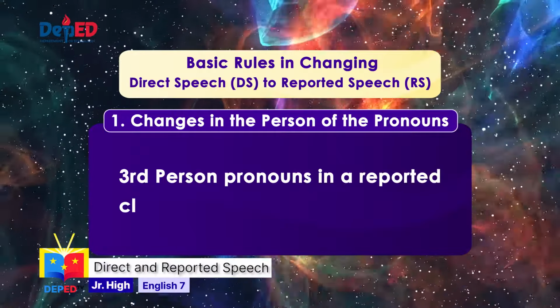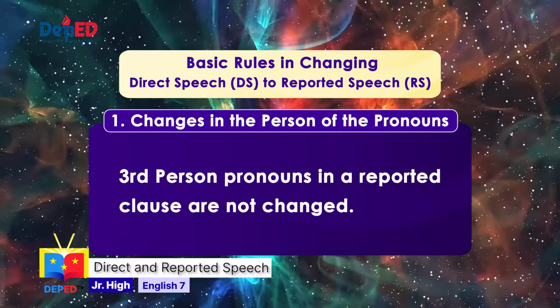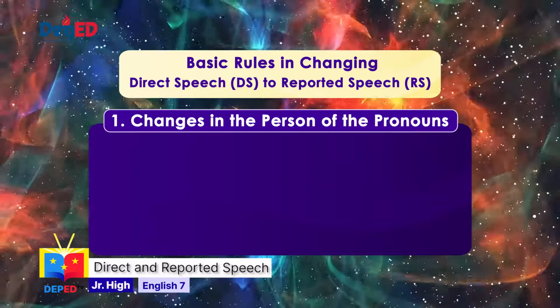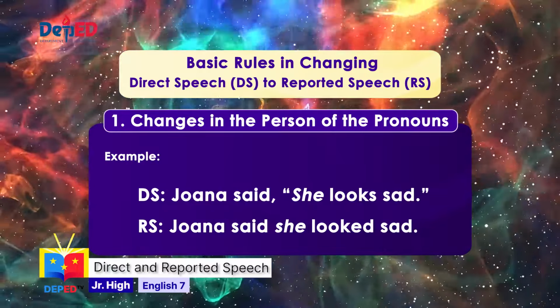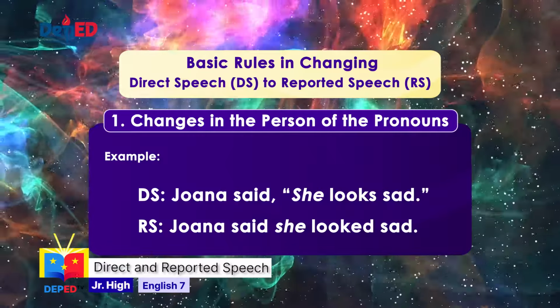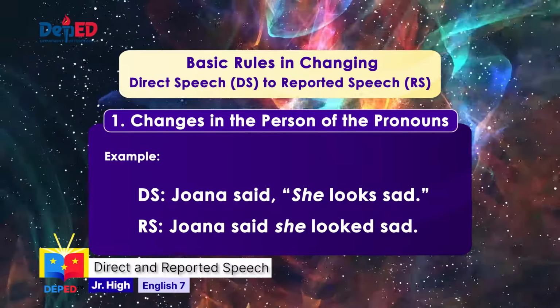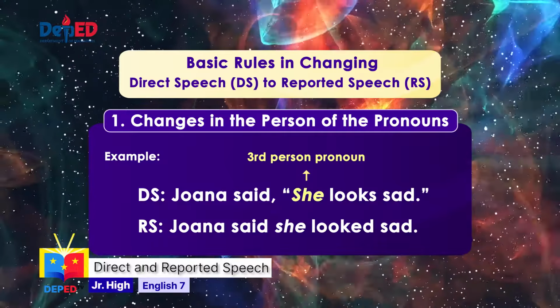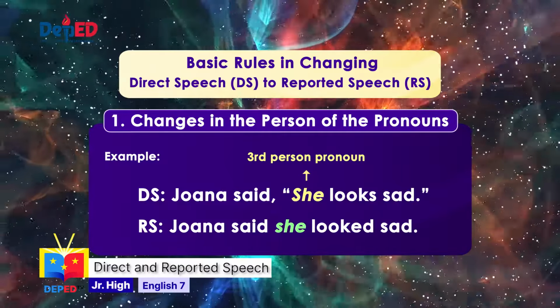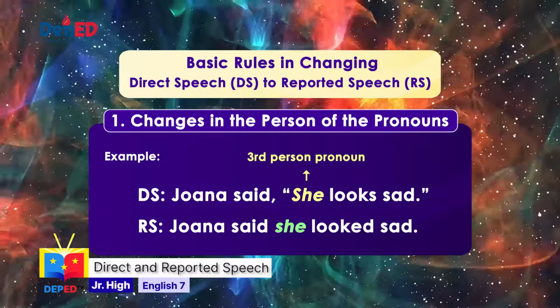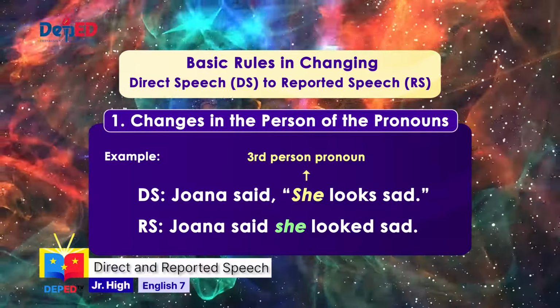Third-person pronouns in a reported clause are not changed. Examples: DS: Joanna said she looked sad. RS: Joanna said she looked sad. The third-person pronoun she in the direct speech does not change when transformed into a reported speech.